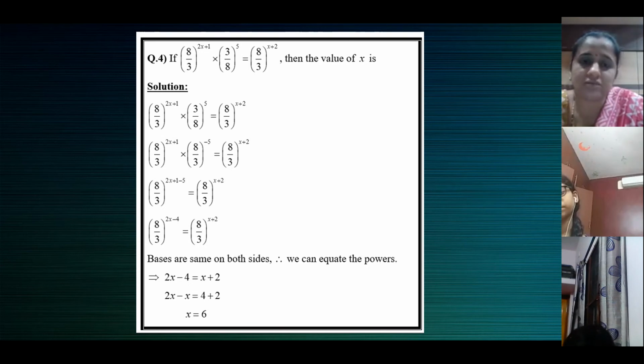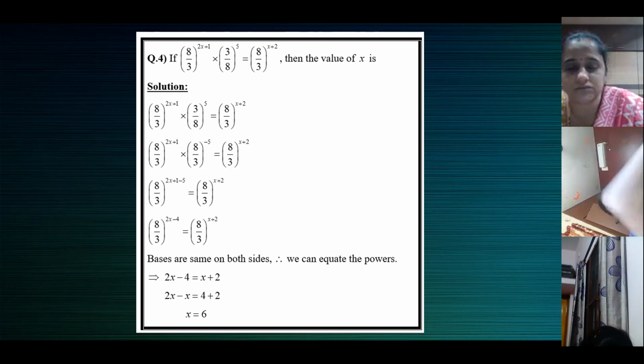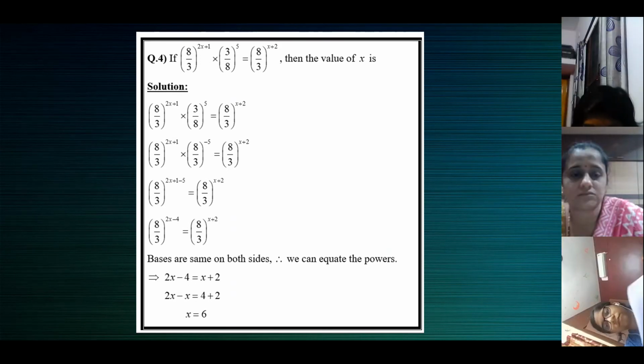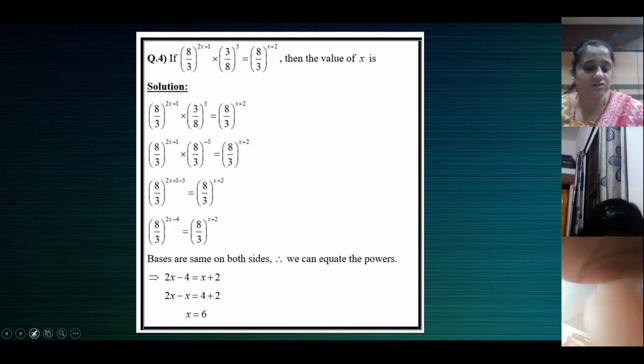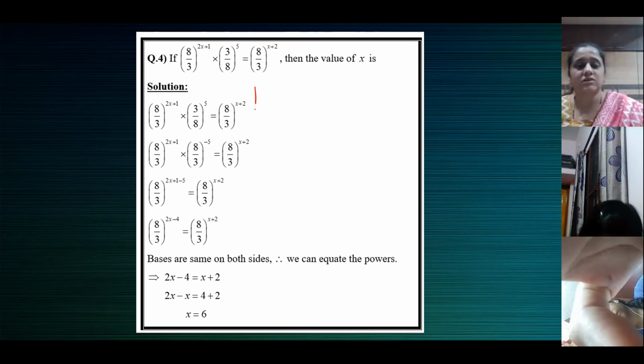We can also change the base to 3 by 8 everywhere and do it. I'll work it like that now. Bhavishya, any doubt? No, Mom, now I have finished the sum. Okay, let's work by changing the base 8 by 3 to 3 by 8. Let's try it that way.